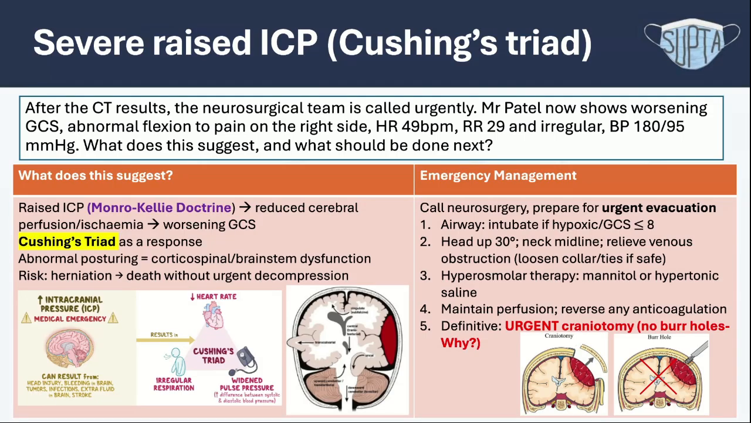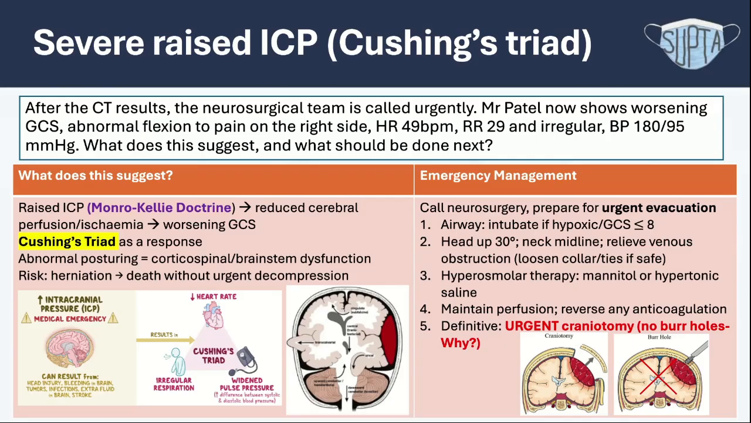We elevate the head of the bed to about 30 degrees, keep the neck in the midline, and relieve any venous outflow obstruction. For example, if the patient is in a cervical collar, like an Aspen collar, this can be loosened as much as safety allows, because you need to protect the C-spine as well, to improve venous return while still maintaining C-spine precautions if needed.